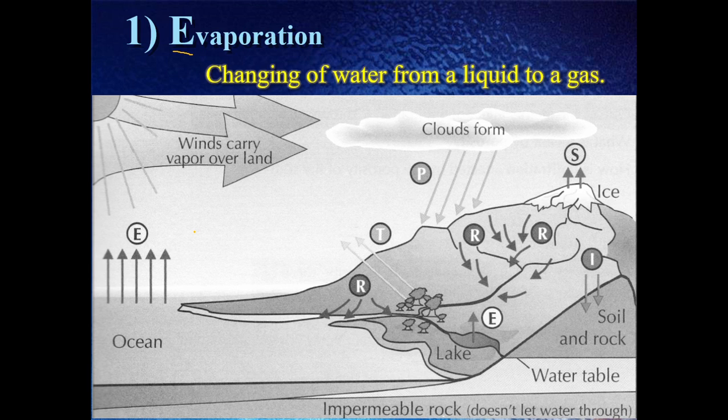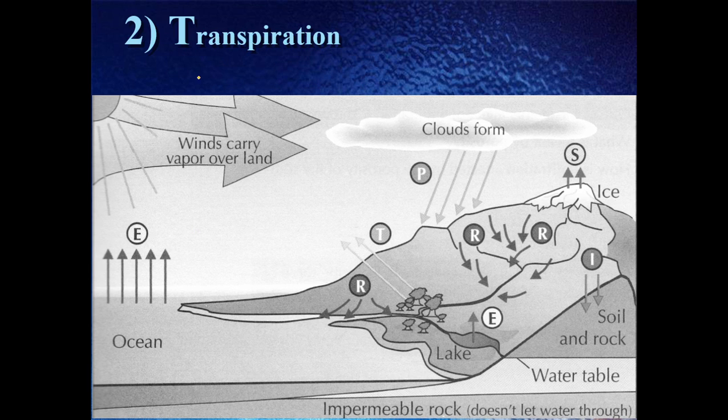That is evaporation. Next, we have transpiration, right? T for transpiration. We see here, this T is going back to the trees, right? So transpiration is releasing of water into the air by plants.